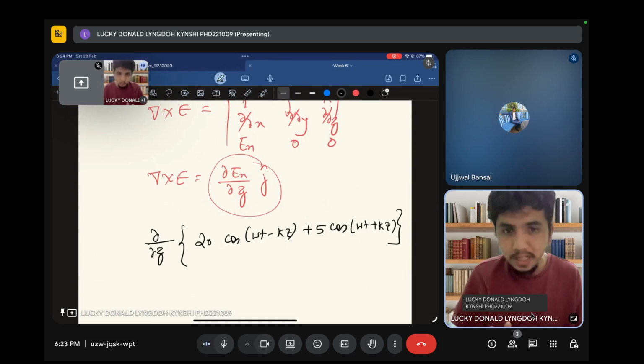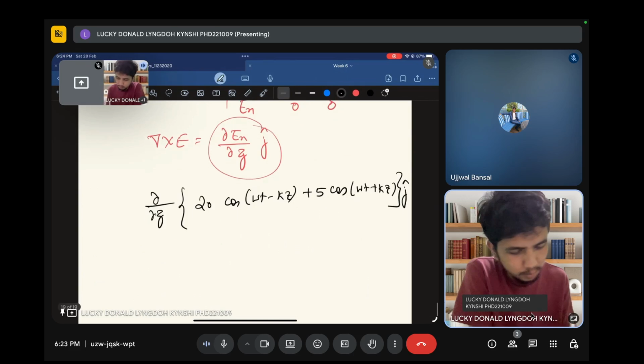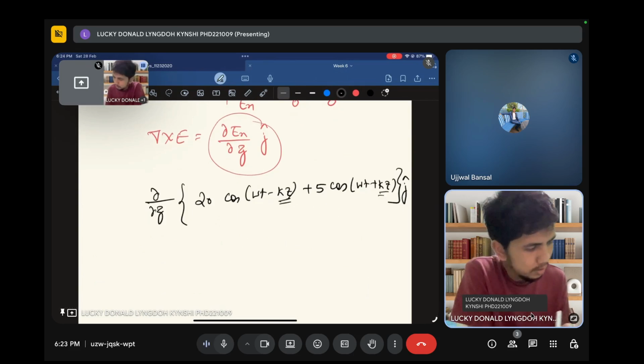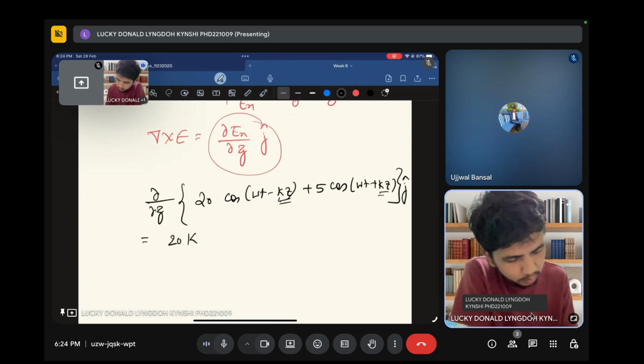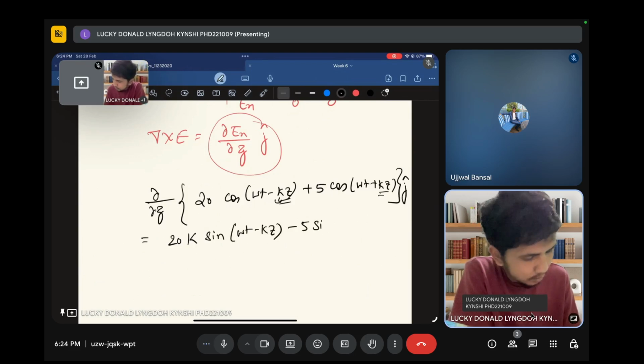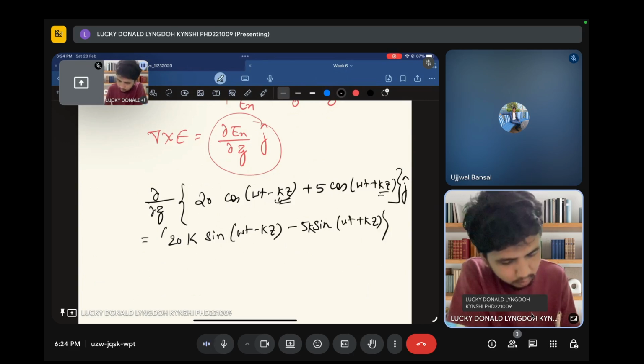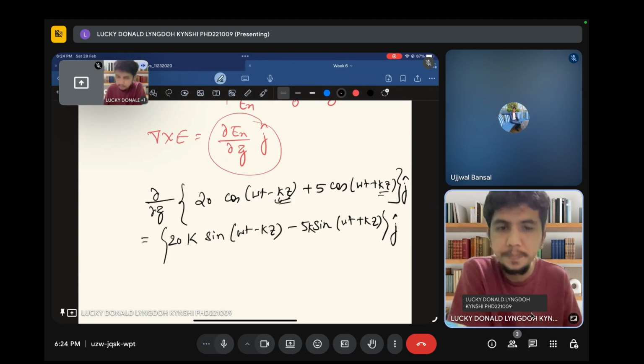And which direction will it be? Now it will be in the j cap direction, or the y direction, right? So you just differentiate with respect to z, which is simple. You get 20, and you write k, because k comes from this differentiation. You get 20k sine(omega t minus kz) minus 5k sine(omega t plus kz) along the j cap direction.